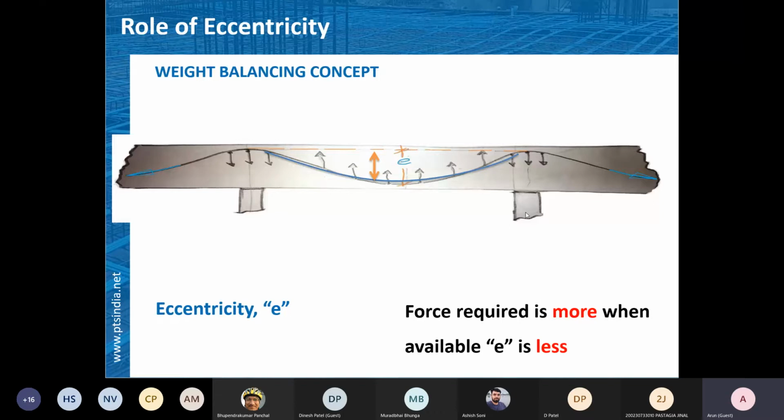We need to optimize the eccentricity such that the material consumption or the force in the cable should not be too high, and the depth of the member should also not be too high. So we need to get a balance between both things with the help of this eccentricity as well as the force in the cable.